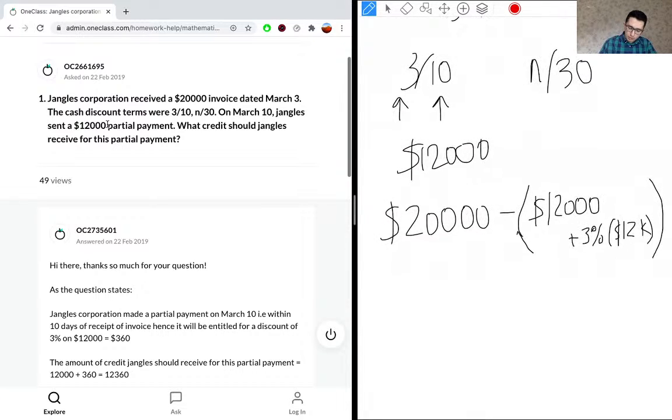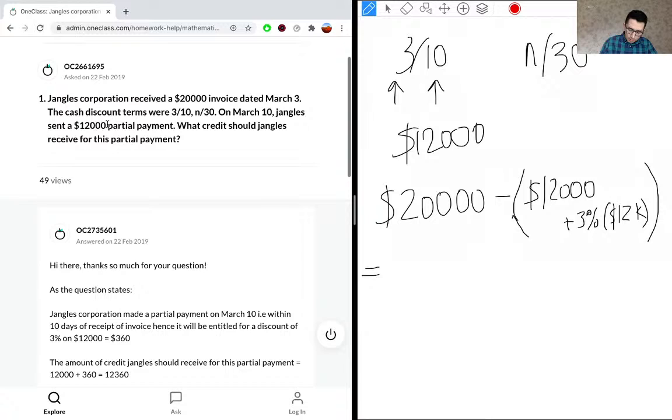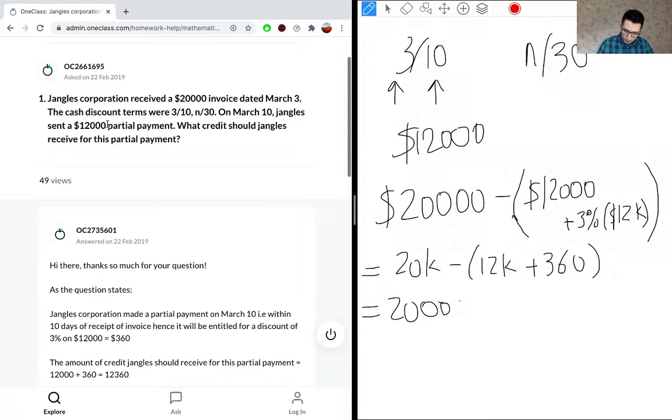So calculating this gives us 20K minus 12K. So just K meaning 1,000. So 20,000 minus 12,000 plus 3% of 12,000 is 360. So here, 20,000 minus 12,360.